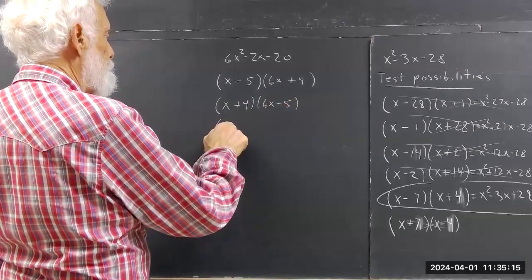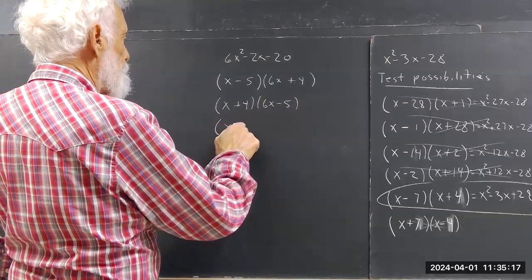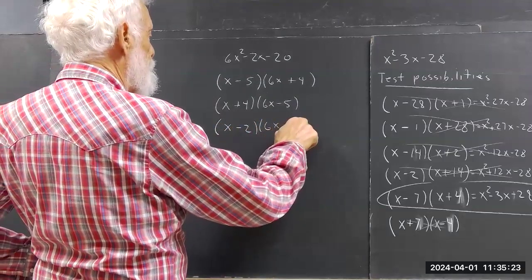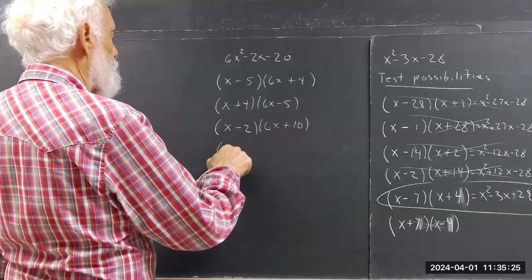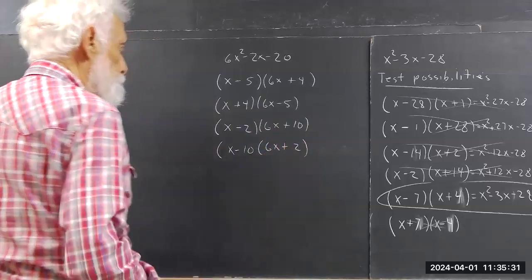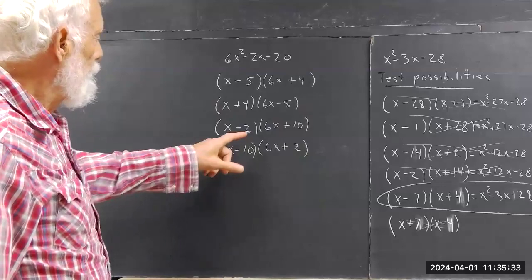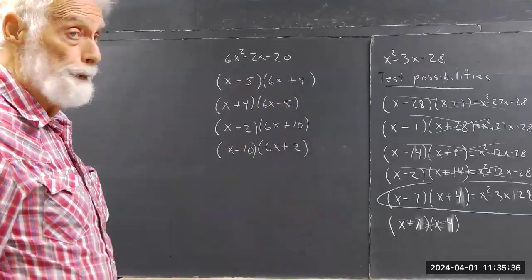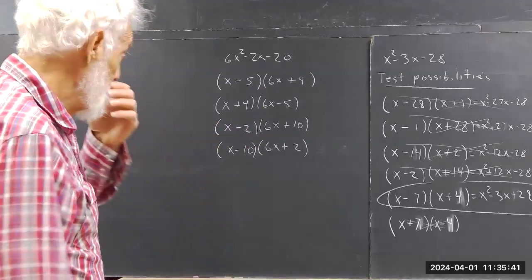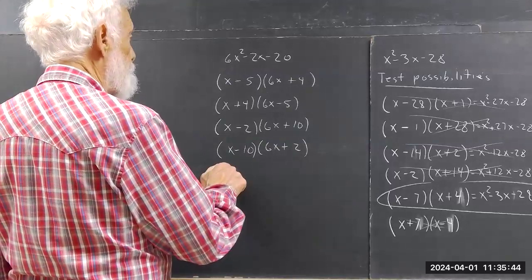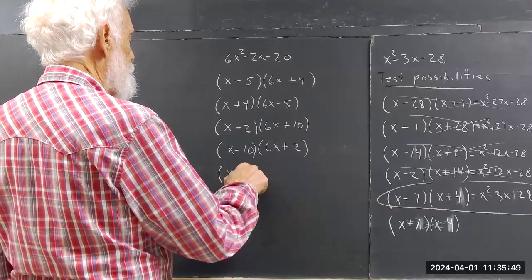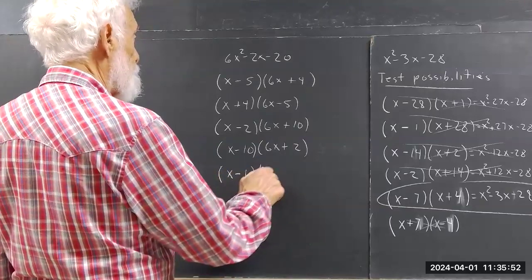Or it could be an x minus 2 times 6x plus 10, or x minus 10 times 6x plus 2. You see, in every case, I'm just writing down two numbers that multiply out to 20 here, and I'm keeping my x and my 6x right where they are. Okay? And then, of course, I guess I could have started out, I did this in logical order with the smallest divisor first.